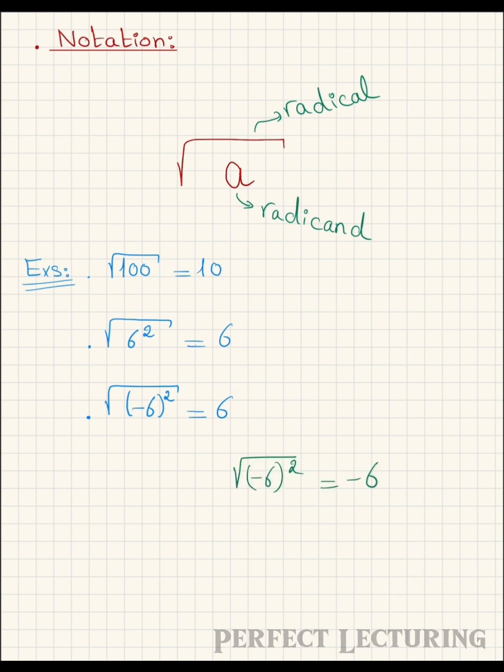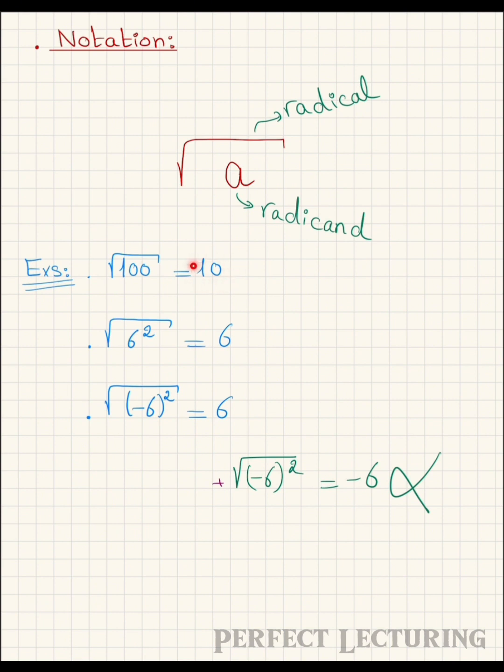In other words, I cannot say that the square root of negative 6 to the power of 2 is equal to minus 6. That's wrong. Why? Well, simply, the sign of the left side is positive, and the sign of the right side is negative. So it is not possible to say that a positive value is equal to a negative value. Now, let's go back to this expression. So the square root of 100 is equal to 10.